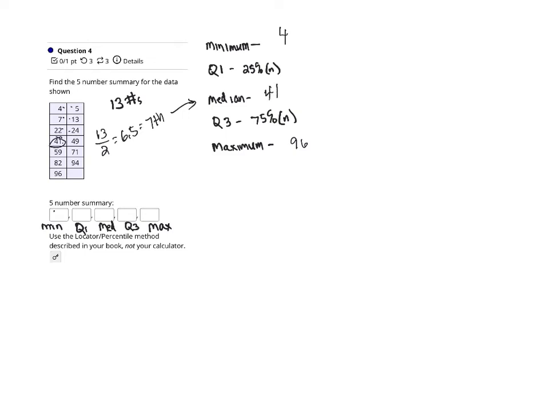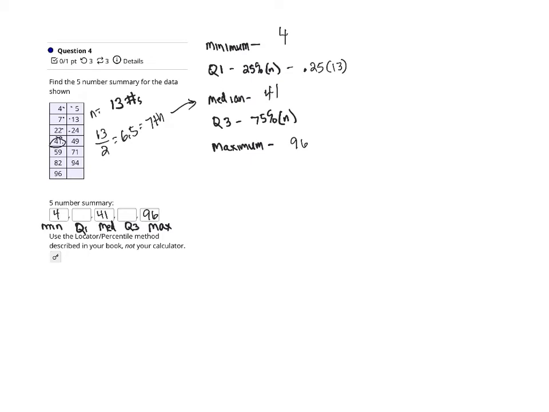So I've got 4 here for the minimum, 96 here for the maximum, and 41 for the median. Now to figure the first quartile, we're going to take 25% of n. And this 13 is the n. So n equals 13. I'm going to change that to a decimal, 0.25 times 13.